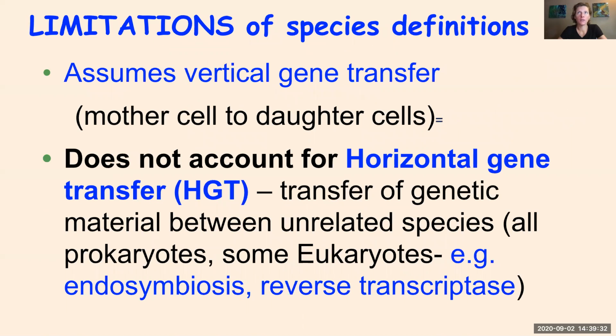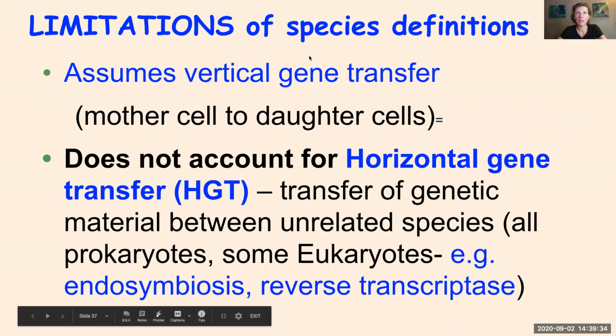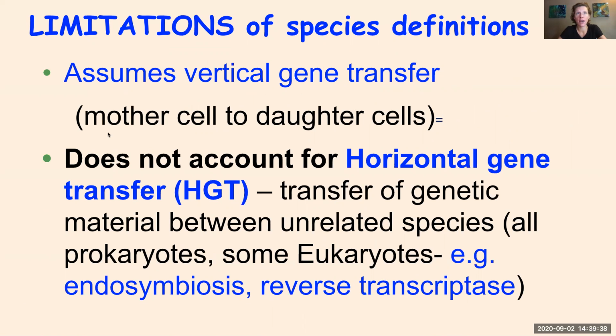So species traditionally, when you're talking about it, assumes vertical gene transfer. So that means you're passing down DNA from a mother cell to a daughter cell. So this would be the example in animals, right? However, it does not account for a horizontal gene transfer, which is the primary way that most genes are actually passed through organisms, because most organisms are prokaryotic.